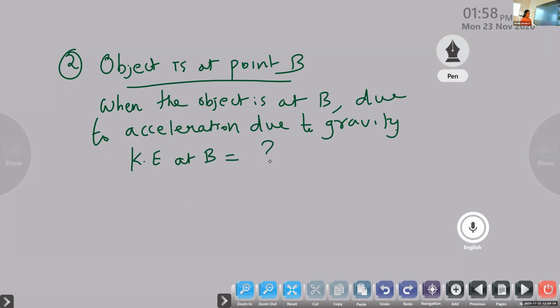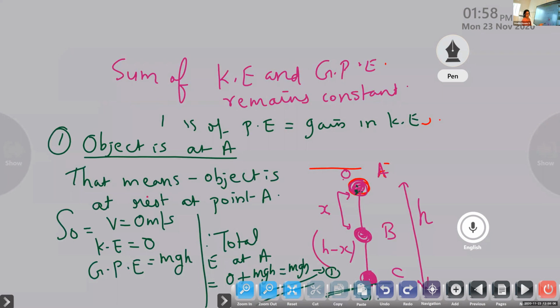If you look at the picture, when the object is coming down, out of the potential energy mgh, some of the energy is already lost in terms of kinetic energy. Lost means it converted into kinetic energy. So at this point, how much is the energy for the object? Total energy was mgh. Now the object is at B. So only the remaining potential energy will be the energy needed for the object to reach here.